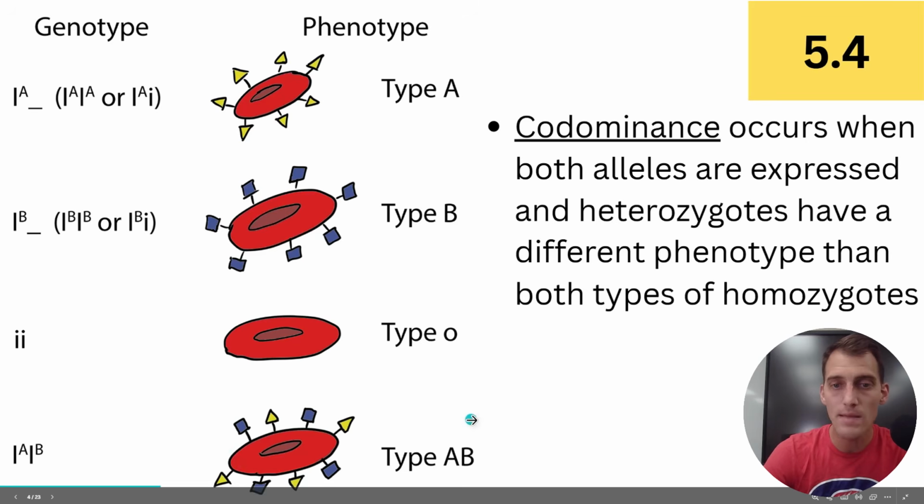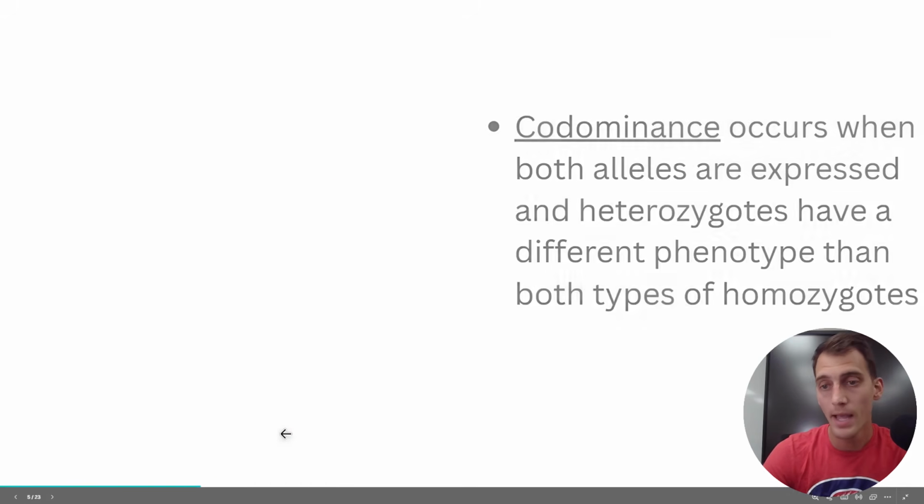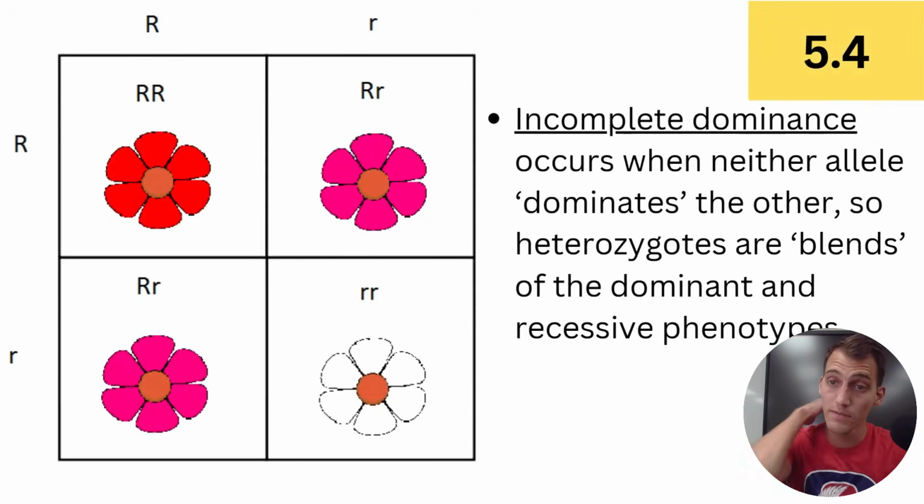Okay, so AB is a different phenotype than A or B, and this would be an example of codominance, A and B both being dominant at the same time. Kind of the complete opposite of codominance is incomplete dominance, and that occurs when neither allele dominates the other. So heterozygotes are quote-unquote blends of the dominant and recessive phenotype. So this is kind of like when neither is dominant.